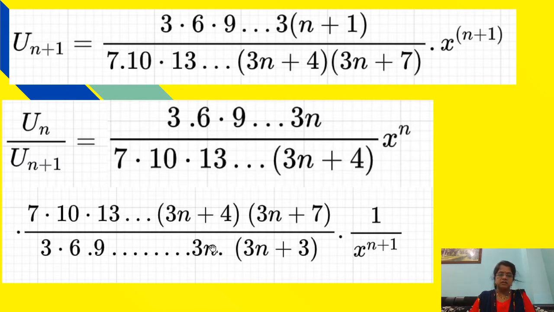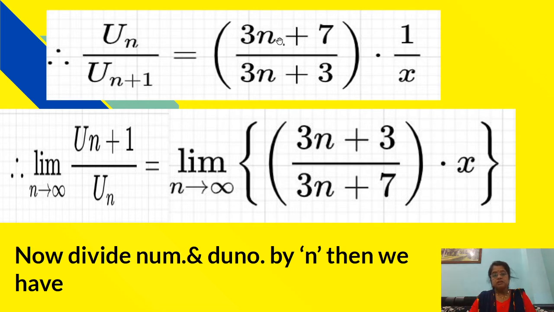Now from this we can observe that 3 into 6 into 9 up to 3n, this part will get cancelled with this part, and therefore in the denominator there will remain 3n plus 3, and 7 into 10 into 13 up to 3n plus 4, this part will get cancelled with this same part, and 3n plus 7 will remain in the numerator, and x^n upon x^(n+1), that will be equal to 1 upon x, and therefore the value of un upon un plus 1 will be equal to 3n plus 7 divided by 3n plus 3 into 1 upon x.